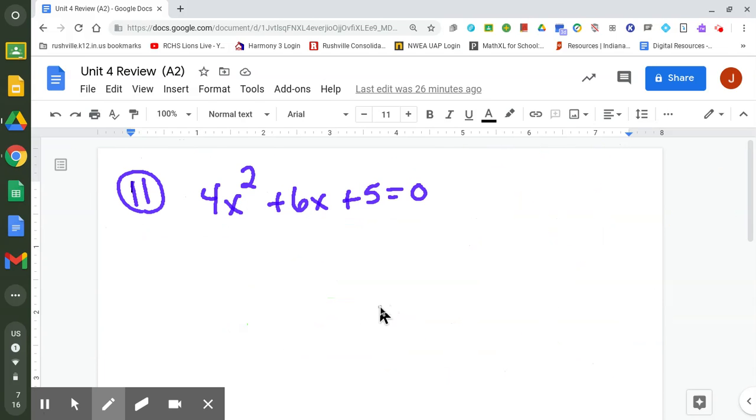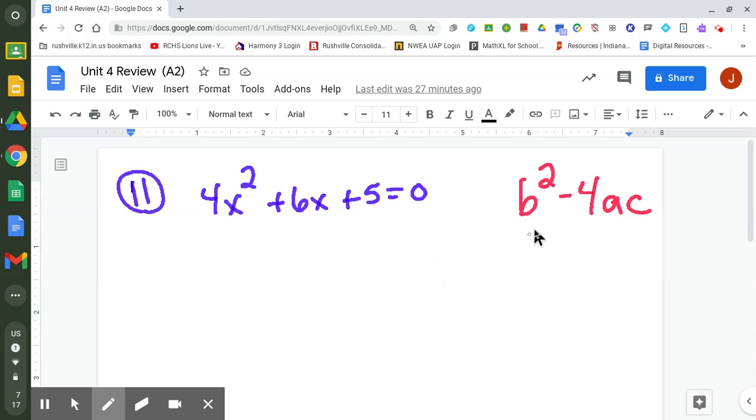On number 11, you are given a quadratic equation, but you're only asked for the discriminant. Well, the discriminant, if you remember, is just b squared minus 4ac, which is what was underneath the square root box when we did the quadratic formula.